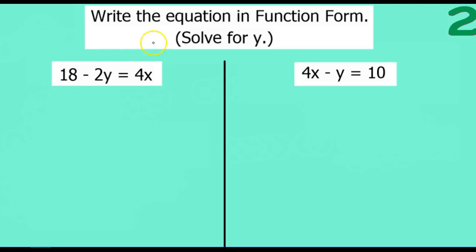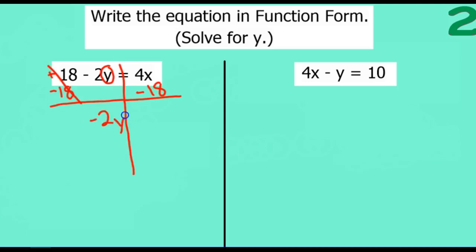Okay, now it says, again, solve for y. I'm going to circle our y because that's what I know I want to get by itself. So the first thing we need to move is this 18, the things that are not touching the y. Now this 18 has nothing in front of it, so we know it's a positive 18, and we can subtract it to move it to the other side. So we get negative 2y on this side equals 4x minus 18. I can't combine them because 18 doesn't have an x on it.